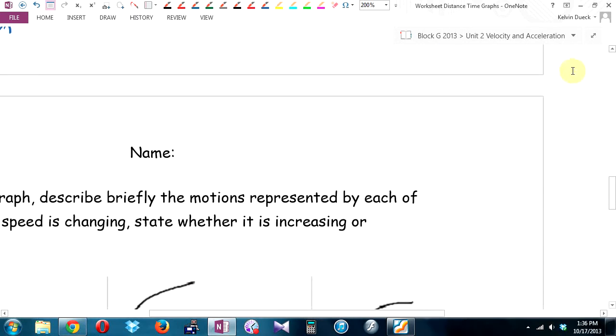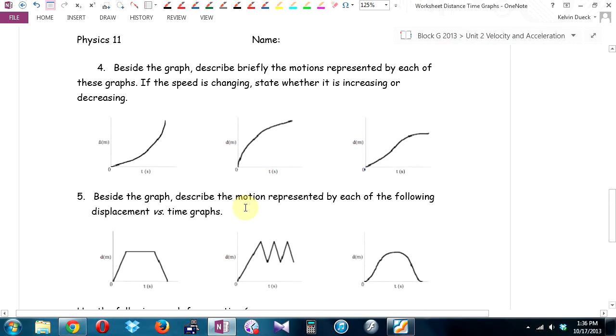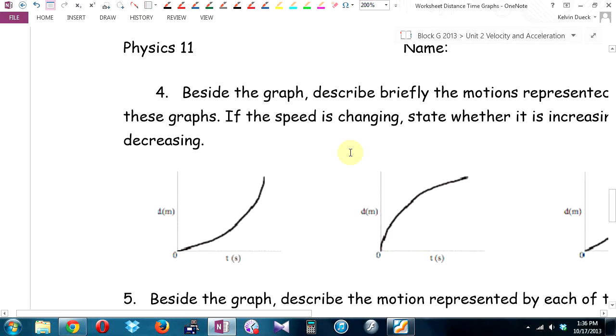Turn the page. Describe the motions represented by each of these. As the speed is changing, state whether it's increasing or decreasing. So, first graph. Direction. Forwards. And what? What's increasing?